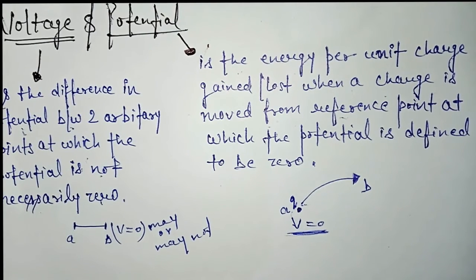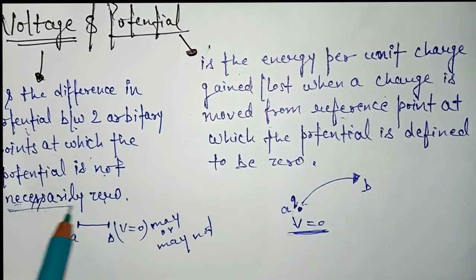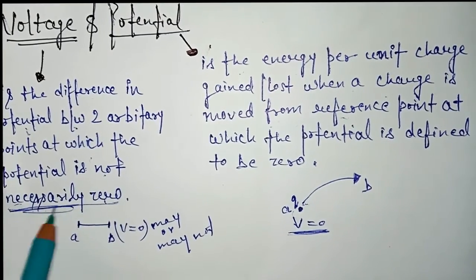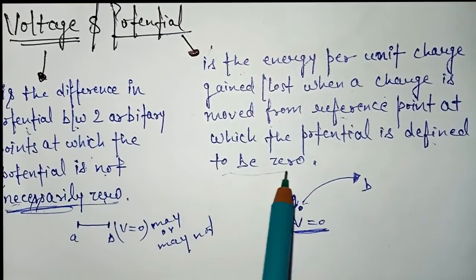Actually, everywhere you see that voltage and potential are the same words. Okay? Every book, maybe some teachers say that, even I also say that voltage and potential are the same. There is a little bit of a point of difference. You can also check on Google. It is not necessarily zero. Okay? It is definitely zero.